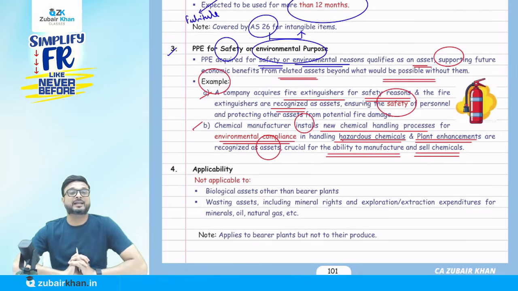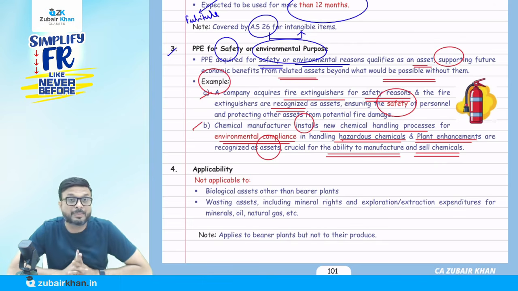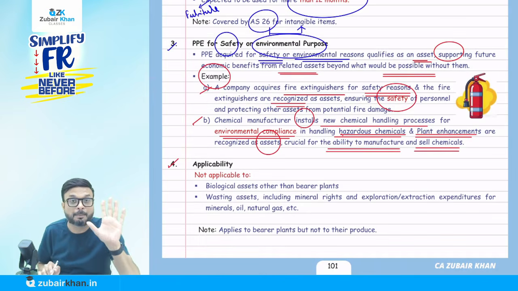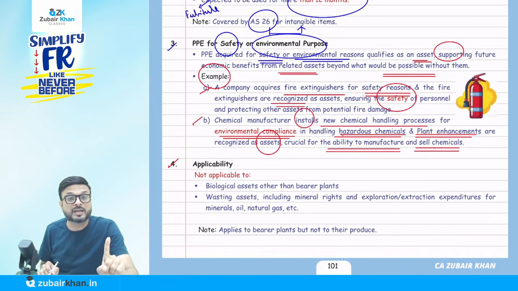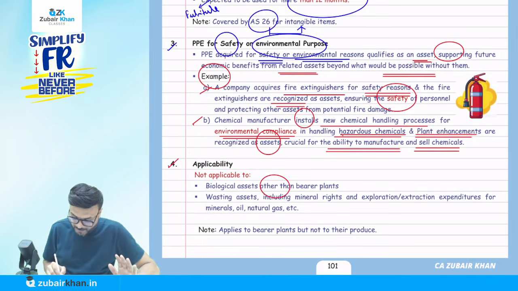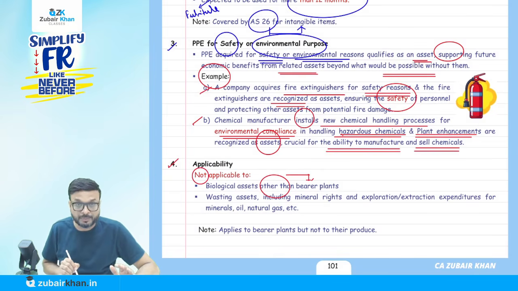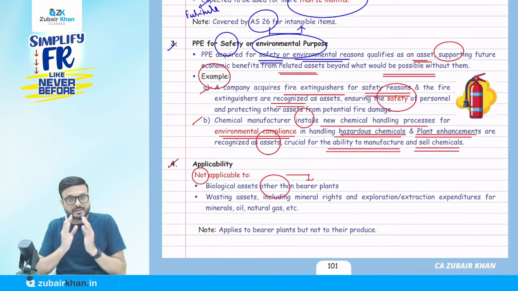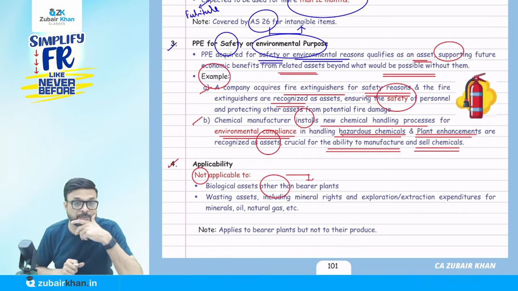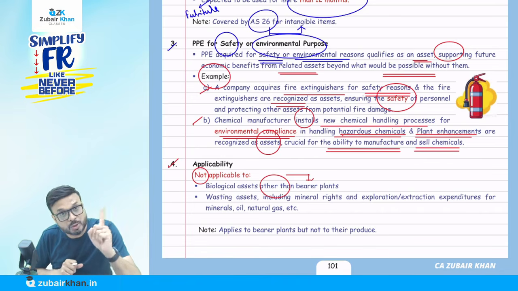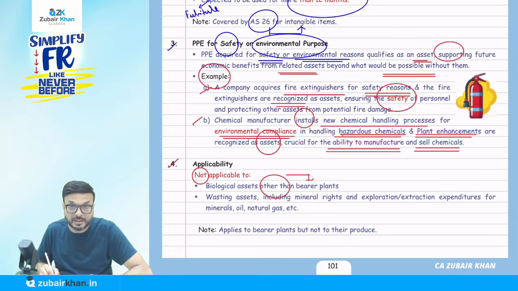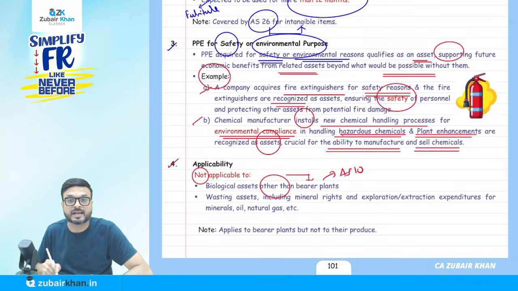Now, a very important point: Accounting Standard 10 applicability. When we talk about applicability, what does it say? Listen carefully. It is not applicable to biological assets other than bearer plants. Please remember that. So what do we mean by biological assets? I will discuss that with you. But they say it is not applicable to biological assets other than bearer plants. So bearer plant is an exception of an exception. To make it simple, it is not applicable to biological assets, but it is applicable to bearer plants. AS 10 is applicable to bearer plants.